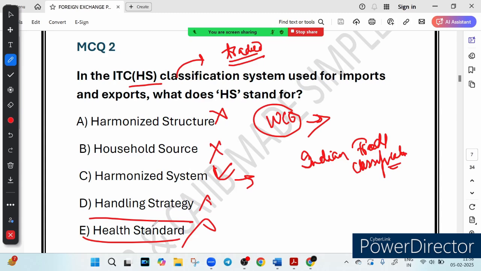So what we learned from this question is that HS stands for harmonized system, a global trade classification system used in export and import. It is developed by the WCO, that is the World Customs Organization, and helps standardize international trade. In India, ITC HS is used to classify products for tax, customs, and policy regulation. I hope this makes your concept clear.